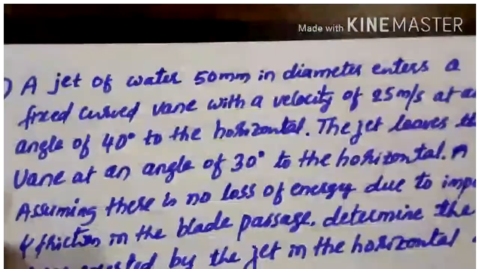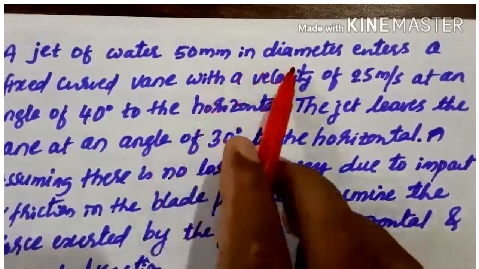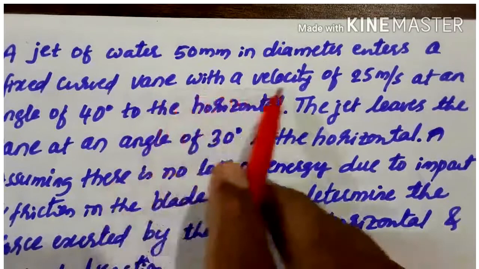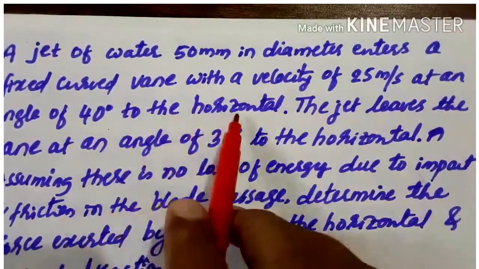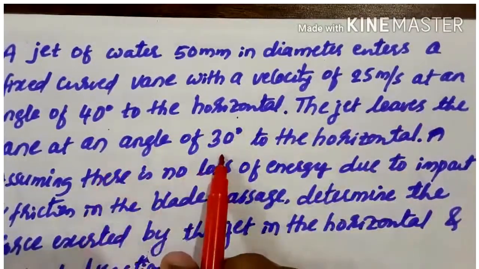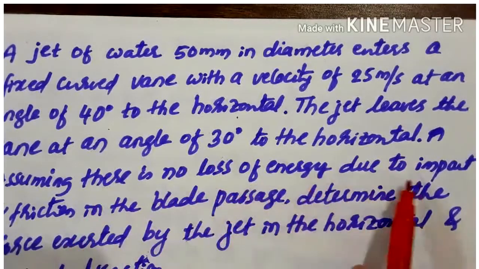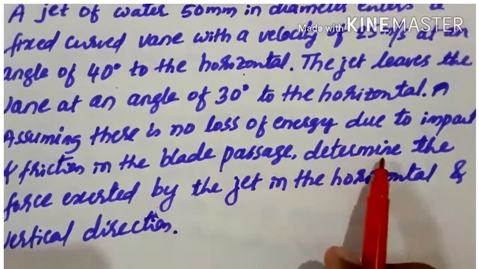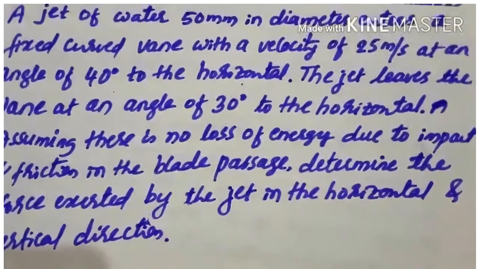In this example, a jet of water 50 millimeter in diameter enters a fixed curved vane with a velocity of 25 meter per second at an angle of 40 degree to the horizontal. The jet leaves the vane at an angle of 30 degree to the horizontal. Assuming there is no loss of energy due to impact and friction in the blade passage, determine the force exerted by the jet in the horizontal and vertical direction.